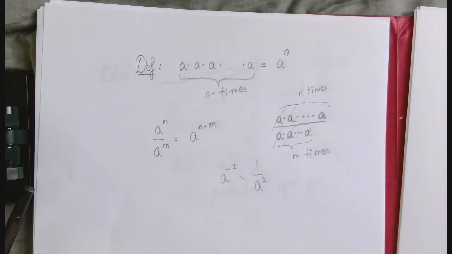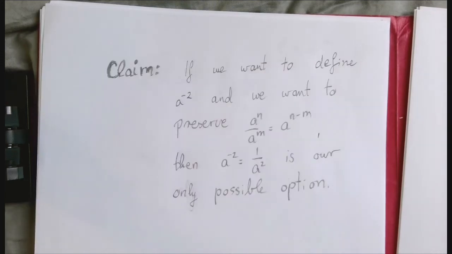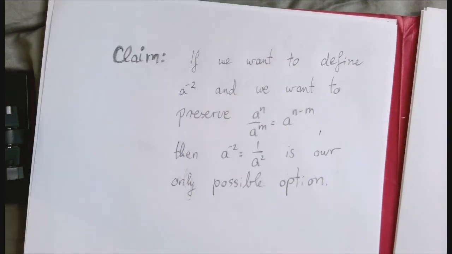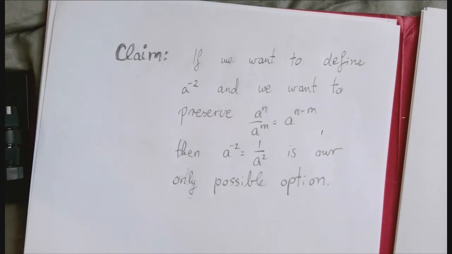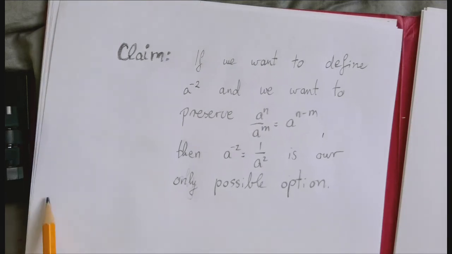But then the next logical question is, okay, why did you define it? This is what we could call a theorem. If we want to define a to the -2 and we want to preserve the statement a to the n over a to the m is a to the n minus m, then a to the -2 can only be 1 over a squared. Even that may not work. So this is just a necessary condition. And the computation is quite simple.